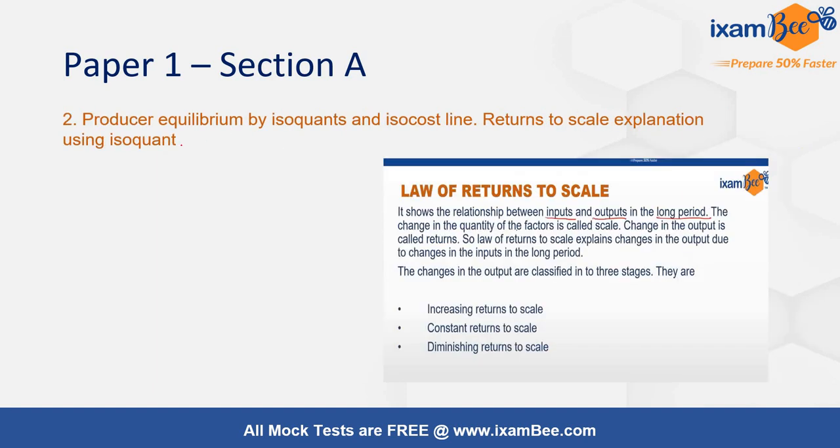Then there was another question on producer equilibrium and laws of returns to scale. All these things were asked to be explained using isoquants. So how do you show increasing returns to scale, constant returns to scale and diminishing returns to scale using isoquants? That depends upon how far the two isoquants are from each other. That will show whether there is increasing returns to scale or decreasing returns to scale. So there was a question here on that.